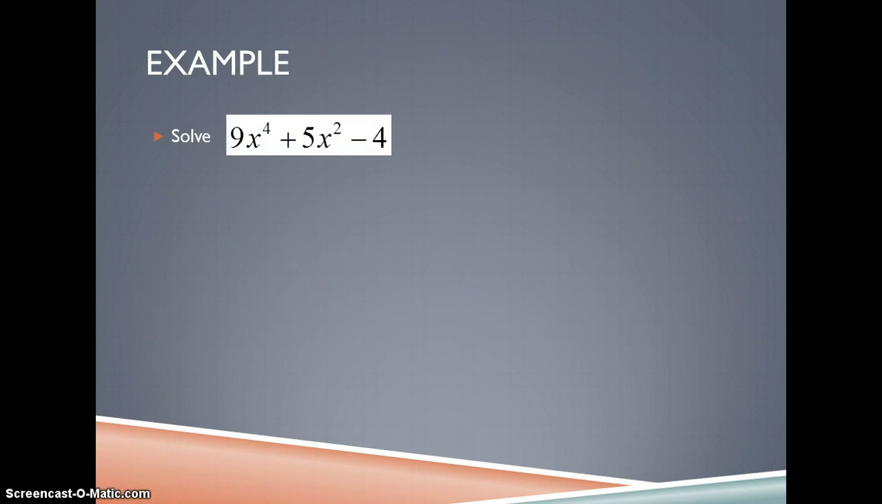Let's get into an example here. If we look at this, we actually need to make sure that's set equal to 0. 9x to the 4th plus 5x squared minus 4. We're looking here. There's 3 terms. We have an even degree. I'm going to check and see if I can make this just quadratic form. I need factors of 9 and factors of 4 that when we somehow multiply them together, we get 5x squared.